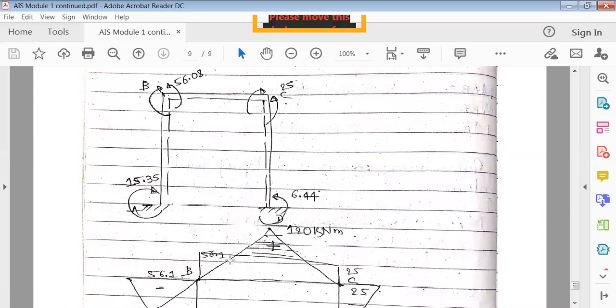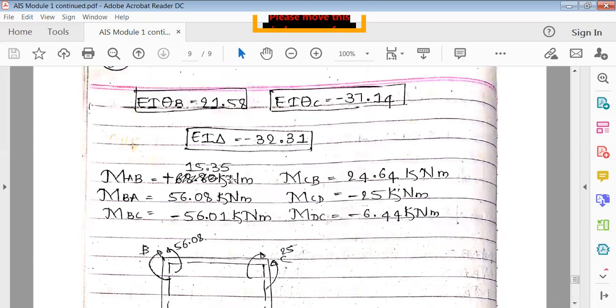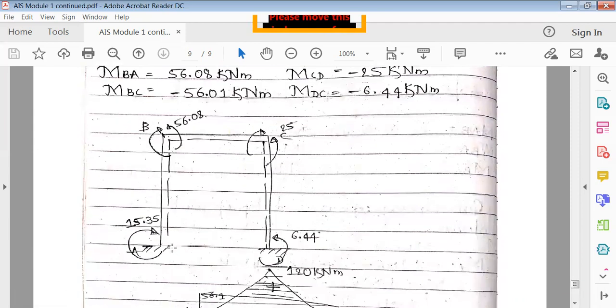First draw the frame as such, and then mark the dotted line. The dotted line indicates the positive moment. If the bending moment is bending inward, then I have to draw it on the positive side. If all the moments are bending inward, then they are drawn as positive. So the first moment is plus 15.35. Plus means clockwise, so this is moving clockwise.